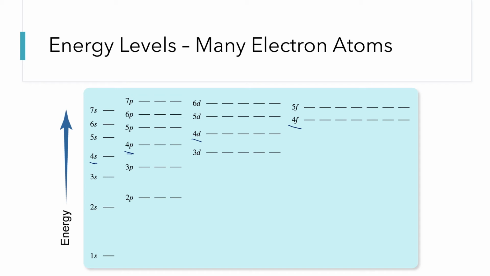Now I've labeled this at the top as being a many electron atom because it turns out that when you have more than one electron present in an atom, the orbitals lose some of their degeneracy. Degeneracy simply means that they have the same energy.